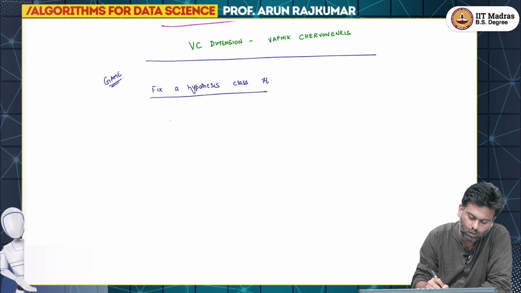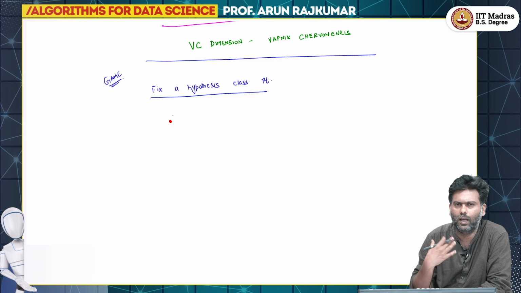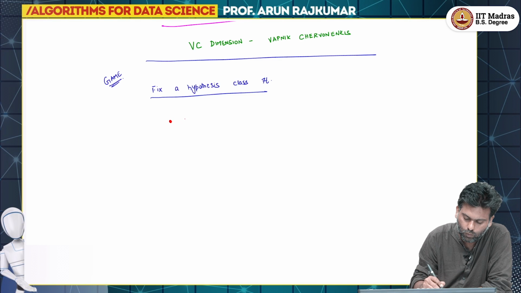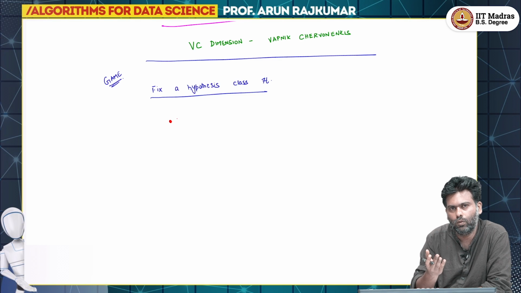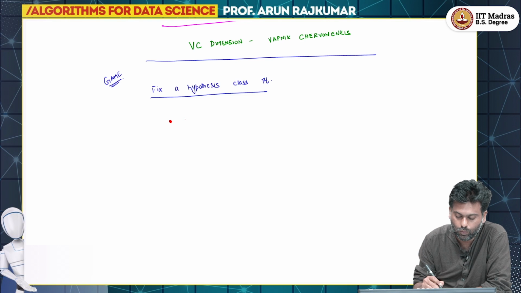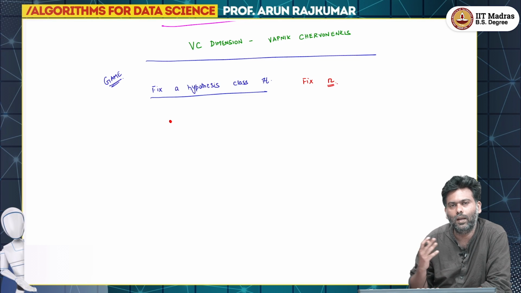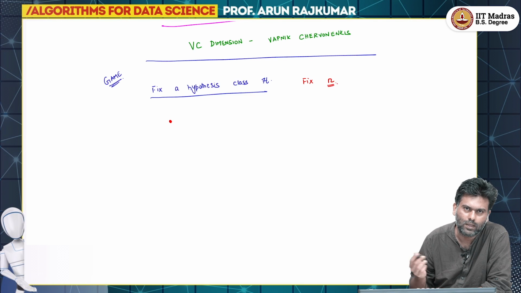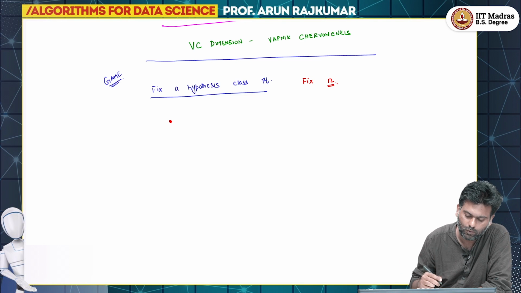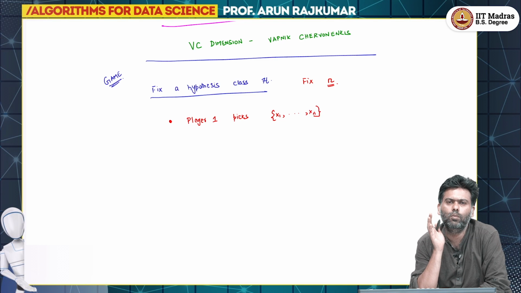So, let us say you are player 1 and I am player 2. We go in turns. First you start the game, and what you do is that, let us say both of us fix a value n. It can even be 1. We can start with n equals 1 and then we can increase n as we go along, but for now let us say we fix a value of n. Player 1 picks x1 to xn. So, you give me n points.